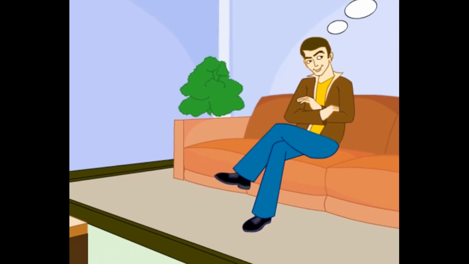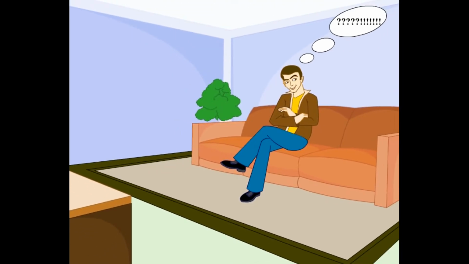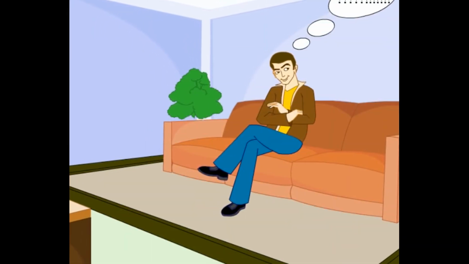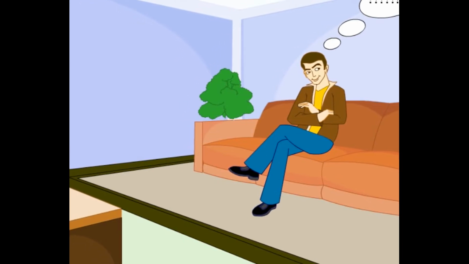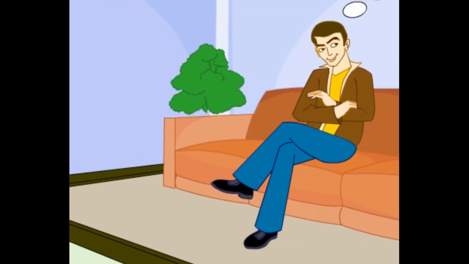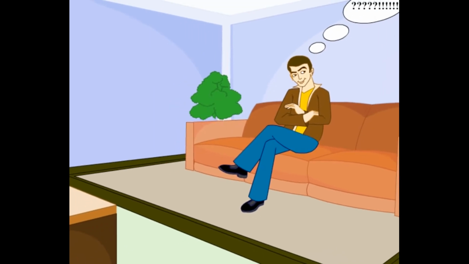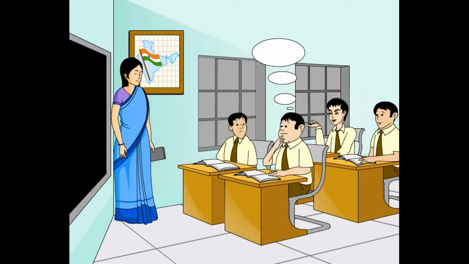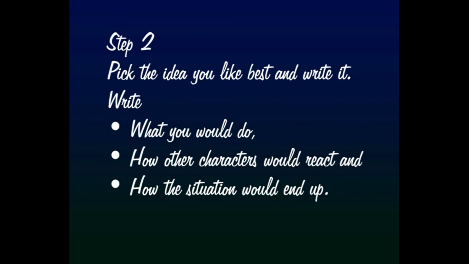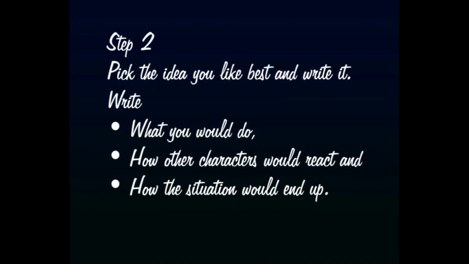Instructions or tips. Step 1. Think about the prompt and brainstorm some ideas. Usually, imaginative essays start with a hypothetical situation and ask you how you would respond to it. Hypothetical situation means some situation without any proof. Step 2. Pick the idea you like best and write it. Write what you would do, how other characters would react, and how the situation would end up.